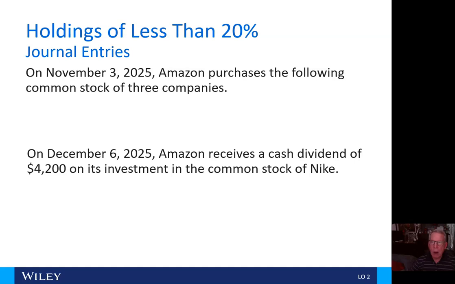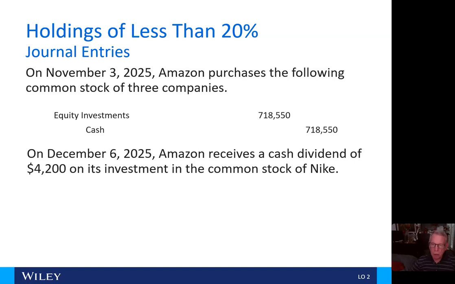Okay, now what does the journal entry look like? When Amazon purchases the following common stocks, we're going to record equity investments as a debit, $718,550,000, and cash to pay for it, $718,550,000.